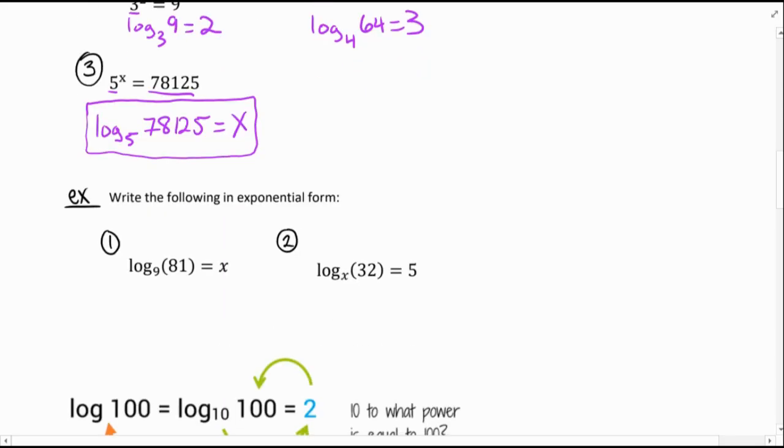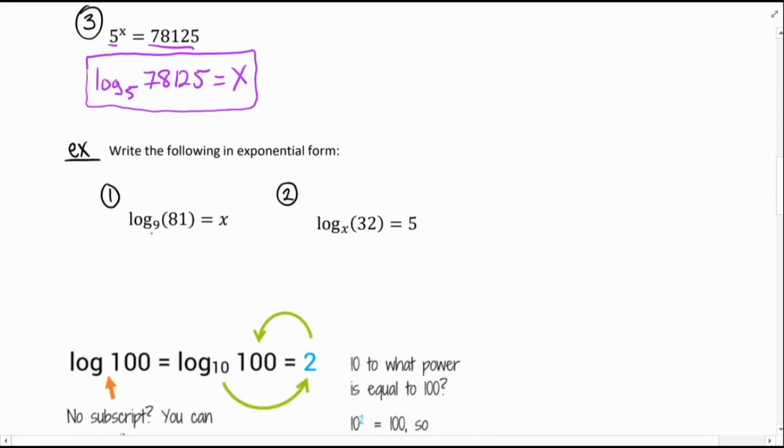We can also go in the opposite direction, right? So if we have log base 9 to the power of x equals 81. Again, this is more helpful in using things that are not calculator based, where we say 9 to the power of something is 81. Now I know x is going to be equal to 2.